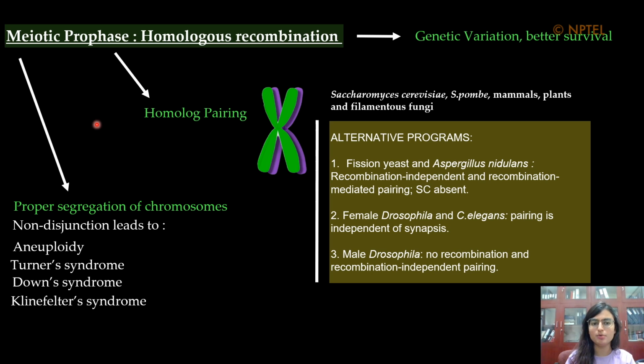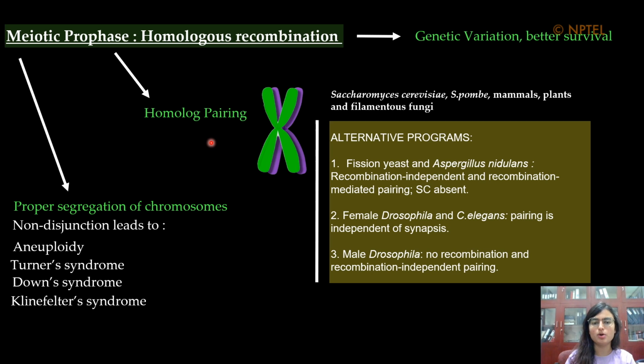The next very important aspect is the proper segregation of chromosomes. So in many organisms, if the homologous recombination is impaired or does not occur, it adversely affects the segregation of chromosomes in a way that non-disjunction occurs. Now, non-disjunction can lead to aneuploidy or polyploidy or genetic disorders such as Turner syndrome, Down syndrome, and Klinefelter syndrome.